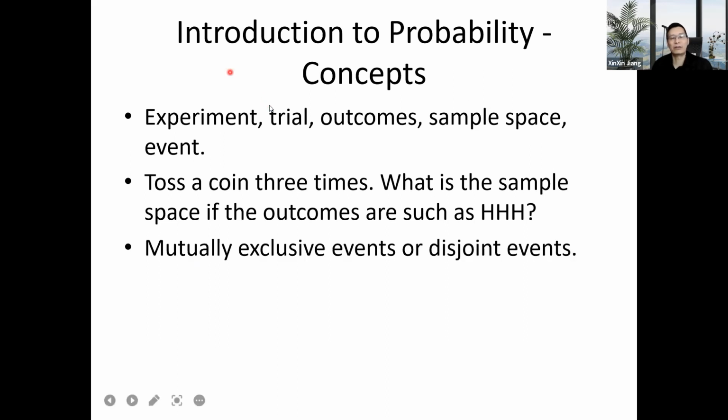We call 2 events mutually exclusive or disjoint if their intersection is empty. So E and F are mutually exclusive.